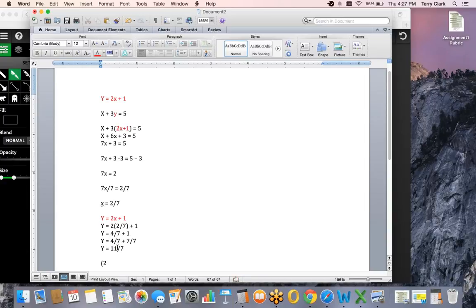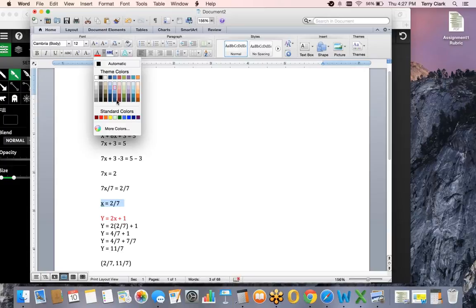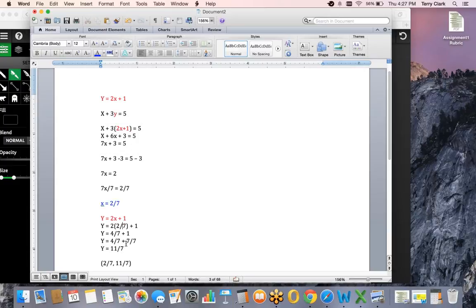So the final answer is going to be, x is going to be 2/7. And y is going to be 11/7. Okay, so that's our answer. X is 2/7. And we can see that right here anyway. Let's see. Make that blue. And right here for y. Okay, so that method is called the substitution method. So we got two methods. We've got elimination method and a substitution method.